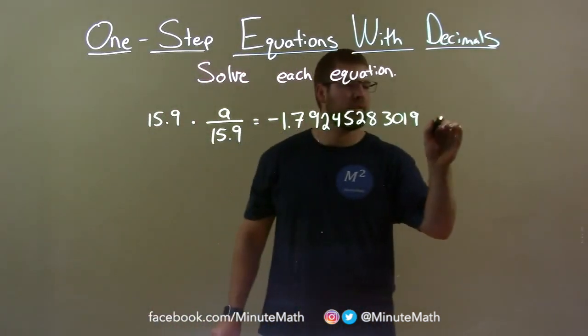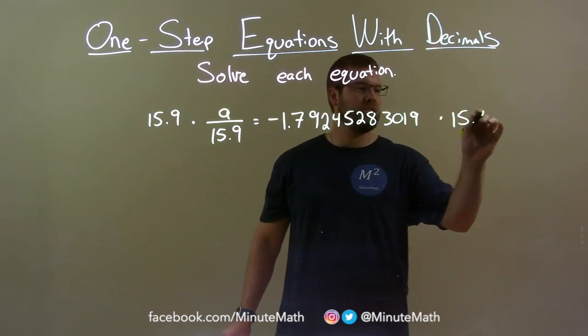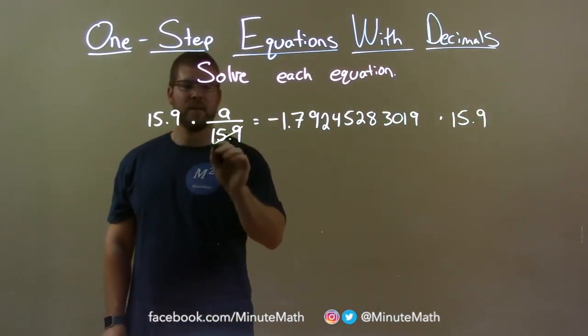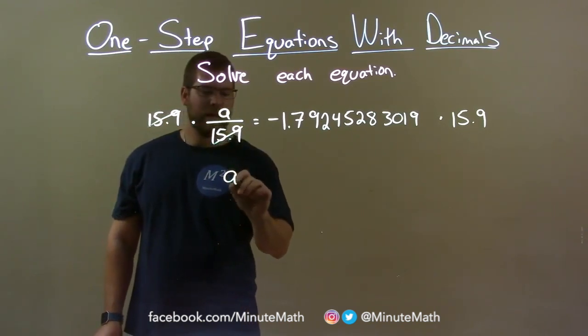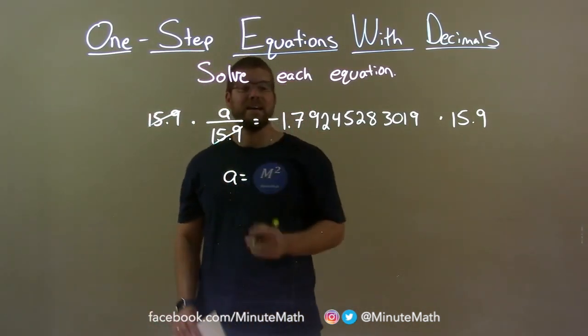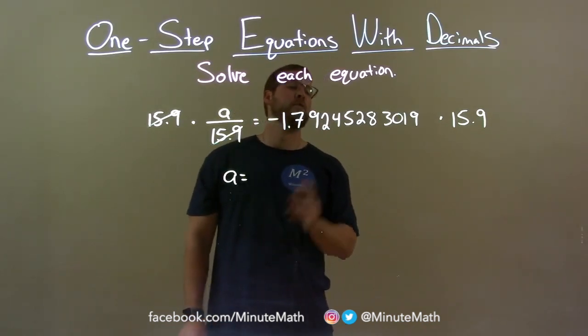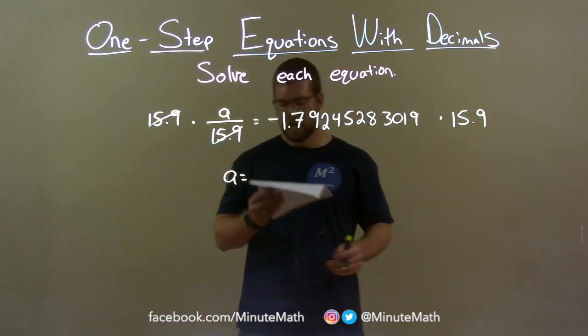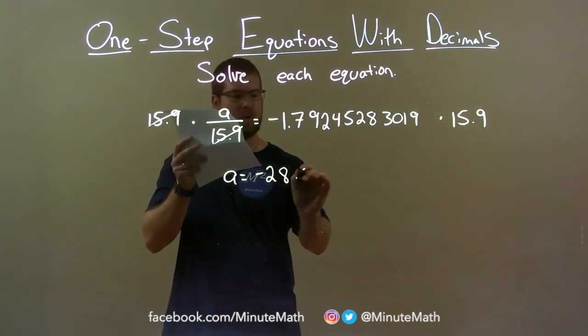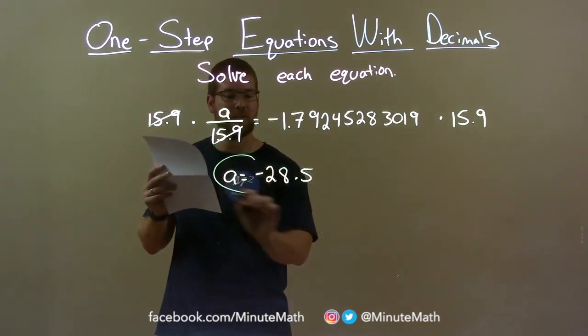Don't let this large number scare you. The principles are still the same. We multiply 15.9 on both sides, eliminating it on the left, giving me a by itself. On the right, we multiply 15.9 by negative 1.7924528319 and get a negative 28.5 as our final answer.